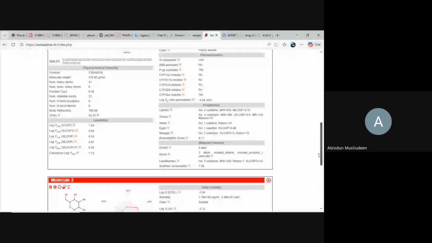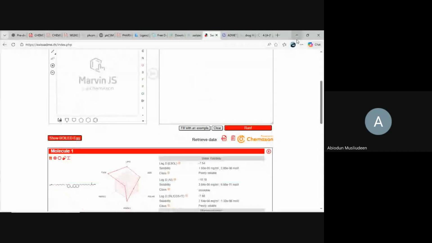Please, sir, what is the range for synthetic accessibility? The normal range is from 1 to 10. From 1 to 10, the lower the easier, the higher the harder. Thank you, sir.